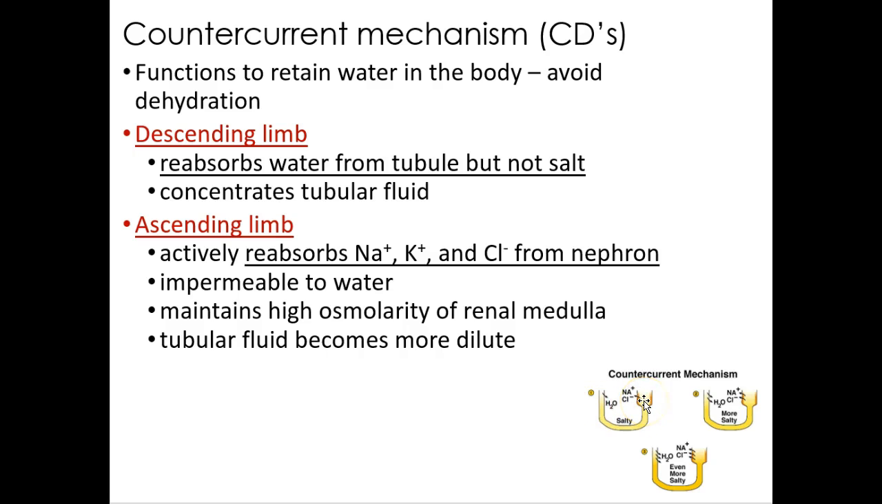And what the ascending loop is going to do is reabsorb into the body sodium, potassium, chloride from the nephron into the capillaries. It's impermeable to water, meaning water can't really come into this area or out. It contains a high osmolarity for the renal medulla. What I'm trying to say is we have a lot of active transport going on this side, and it's designed to pump these things out.